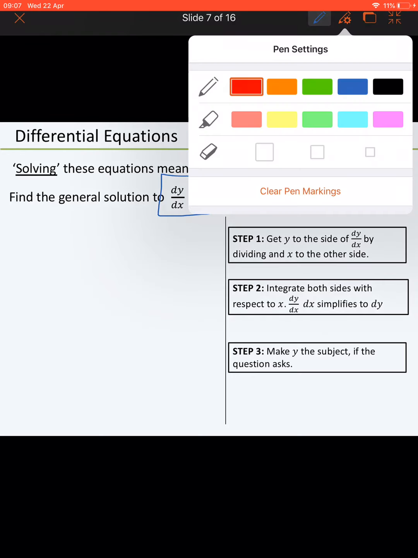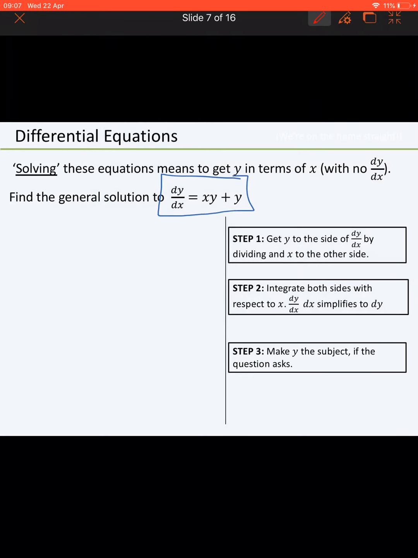Let me just write that down. What we're going to do to start with is we are going to separate. Okay, so the way I'm going to do that is I am going to factor that y out. That gives me x plus 1 in that bracket. Okay, and then we not only want to separate the x's from the y's on the right hand side, but essentially we want to separate it on the left hand side as well.